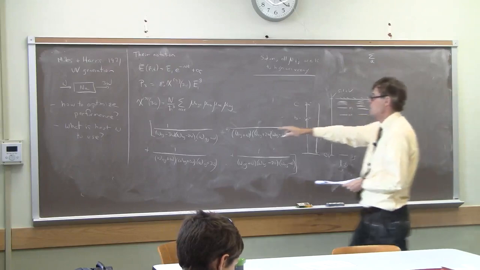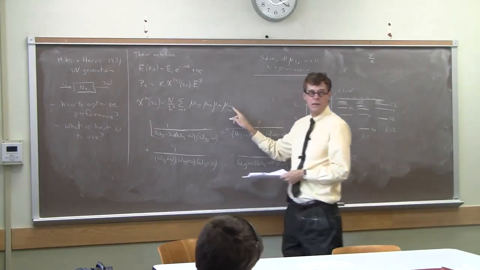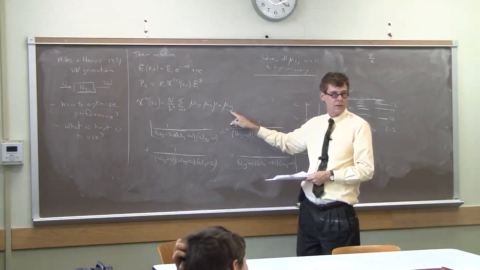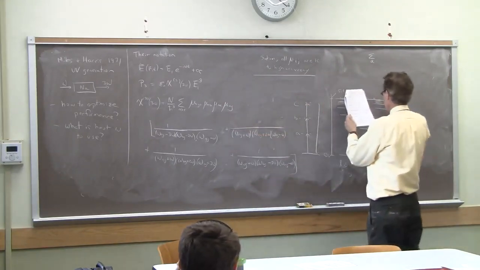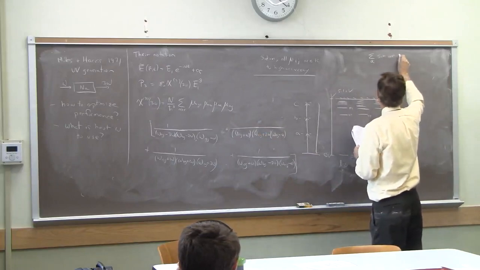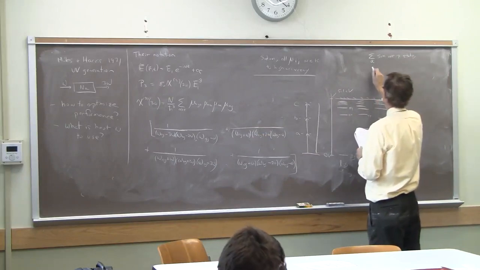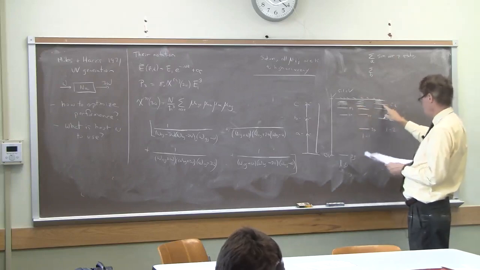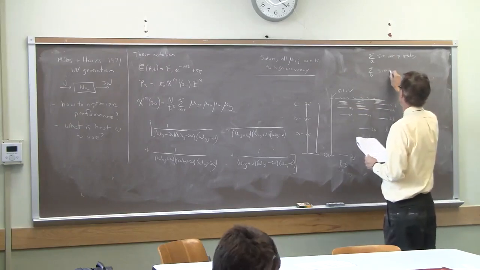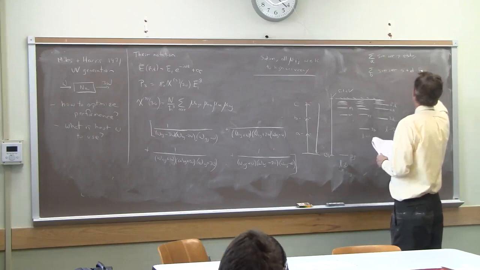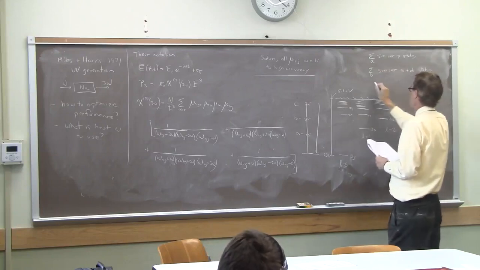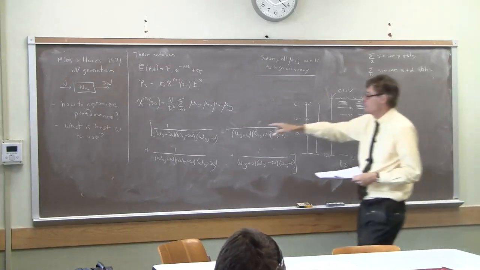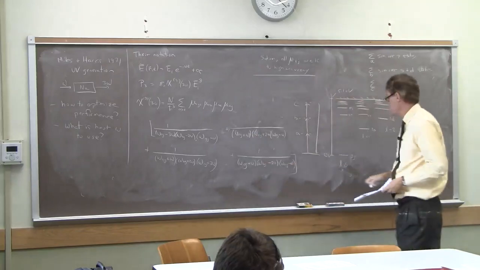When you sum over A, you need to include only those levels that have a dipole moment connected to the ground state. And those are only the P states. So sum over A has to be a sum over P states. Sum over B, you either go here or here. And finally, when you sum over C, you once again have to sum only over the P states, because this dipole moment here has to take you back to the ground state.